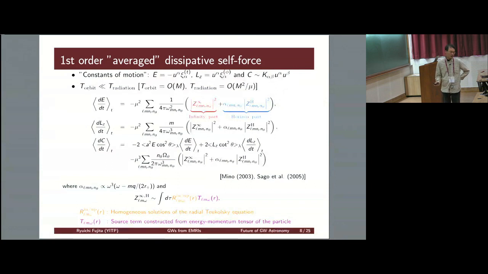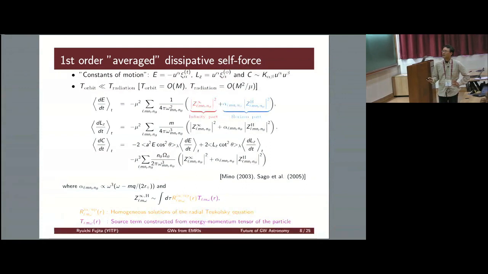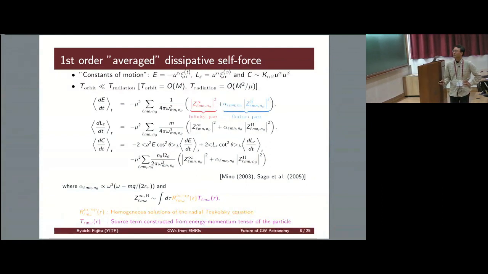Here, Z is the inhomogeneous solution of the Teukolsky equation, which is the basic equation in black hole perturbation theory. This inhomogeneous solution can be constructed by using a Green function, built from the homogeneous solutions of the Teukolsky equation, and the source term associated with the energy momentum tensor of the particle. So in the first order dissipative self-force, we compute those components by using the energy flux of the gravitational waves.